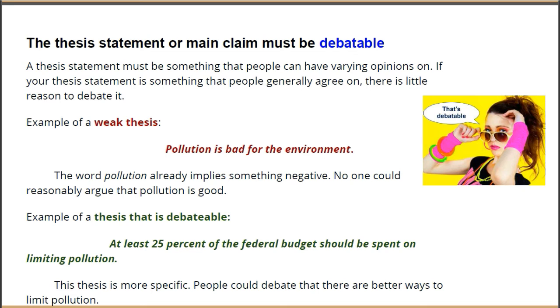An example of a thesis that is debatable is: at least 25% of the federal budget should be spent on limiting pollution. This thesis is more specific. People could debate that there are better ways to limit pollution. You are giving your opinion on how to fight pollution, making your thesis stronger.